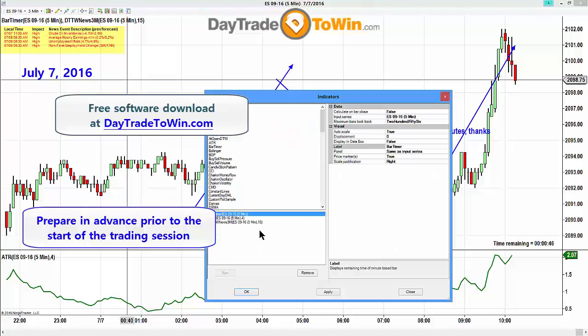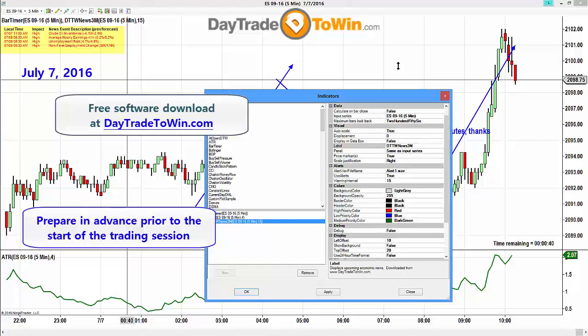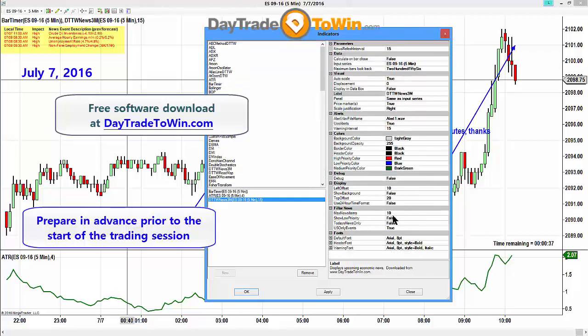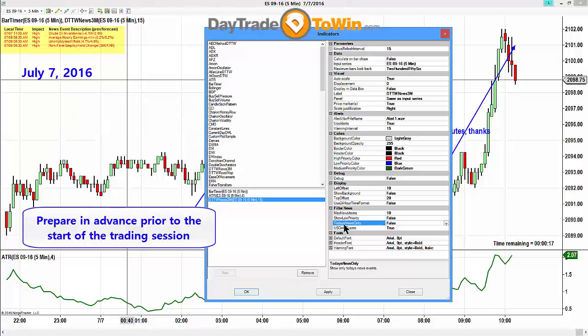For those of you who don't have the news indicator, it is available under the free software of DayTradeToWin.com. And here, what I like to focus on are the settings for it. The low priority, well, I'm not really interested in the low priority news events. I'm more interested in the high priority news events, so I set that to false. I look at today's news events, not only today, but tomorrow and into the future, and that's why you see here a few of them for today and tomorrow. Set that to false. And I need to see the US news events because they primarily move the market.